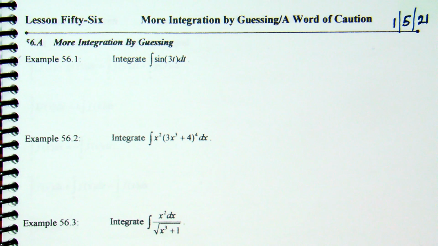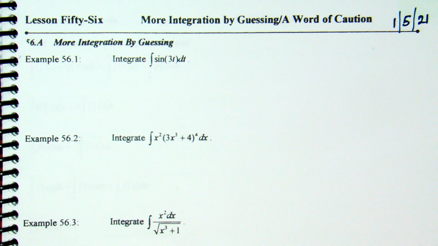We would guess something, and once we applied chain rule and everything, all the pieces were always accounted for. And the ones we're going to look at today, not everything's going to be accounted for. We might have some extras or some missing pieces, and that's what we're going to look at. How do we compensate for those extra or missing pieces?